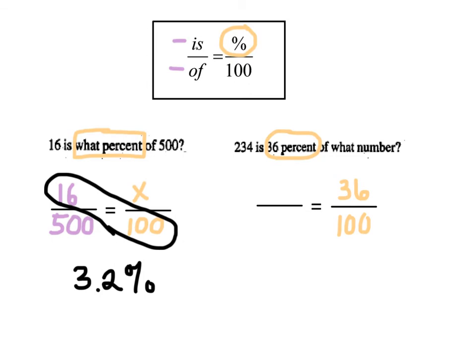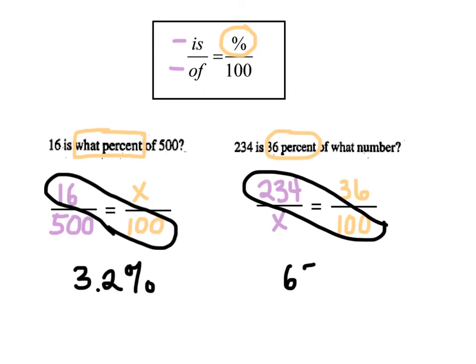So the other half of our proportion says 234 is 36% of what number? So we don't know what the whole is on this problem. So here's our proportion. Go ahead and solve for the denominator of our fraction. And for this problem, you should get 650.